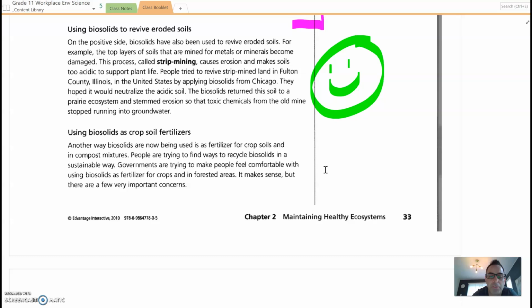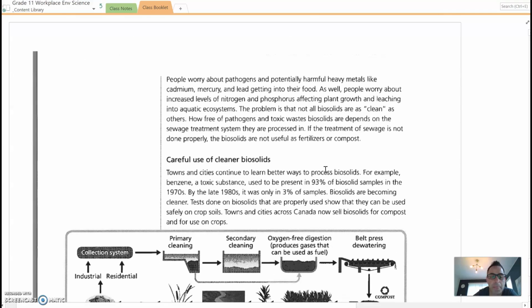Governments are trying to make people feel comfortable with using biosolids as fertilizer for crops in forested areas. It makes sense, but there are a few very important concerns. People worry about pathogens and potentially harmful heavy metals like cadmium, mercury, and lead getting into their food. So if you have to give some examples of metals that aren't good, those are some really important ones. As well, people worry about increased levels of nitrogen and phosphorus affecting plant growth and leaching into aquatic ecosystems. So we covered that in the last video.